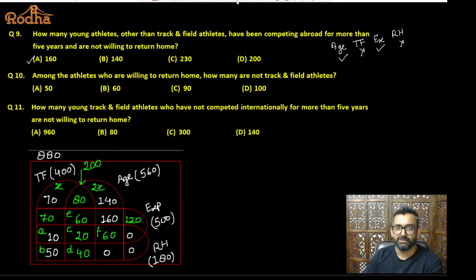Okay, good. Among the athletes who are willing to return home, that means they want to come back to their home. How many are not track and field athletes? We don't want track and field athletes, everything else is fine. That means age is fine and experience is fine, everything is fine. So we only need the portion of return to home that is outside track and field athletes. What is that? Tell me. 60 plus 0 plus 0 plus 0, yes or no? 60 plus 0 plus 0 plus 0, eventually my answer is 60.